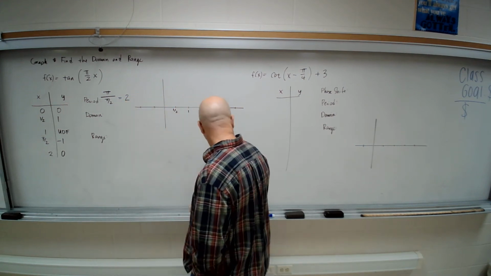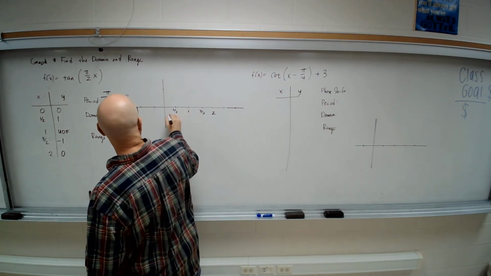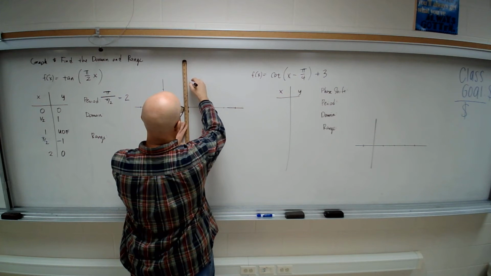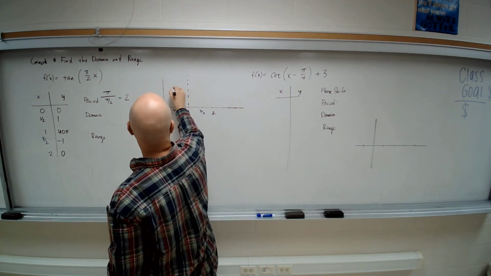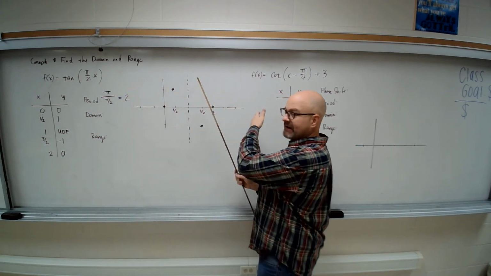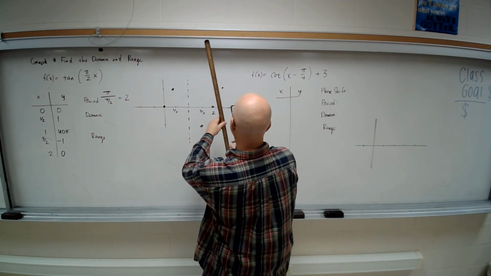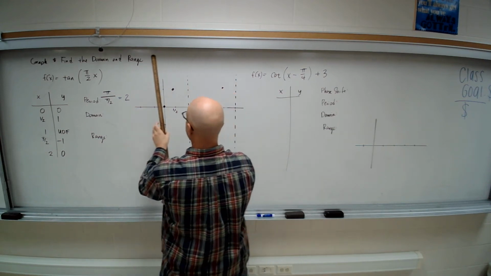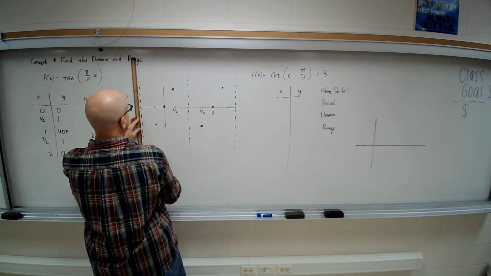So now to graph this, let's put 1 and -1. Here's our vertical asymptote. Here we had 0, 1, -1, 0. We know that we have to repeat a little bit to get a full period in here. So this will be up, and this will be a vertical asymptote. This will be down, and this will be a vertical asymptote.